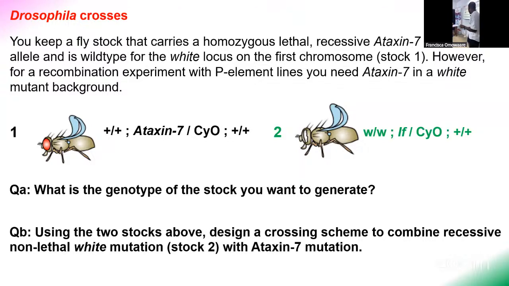Because at the end of the day, you're trying to generate a stock. And a stock is what you're going to keep in your lab for a while. You need to maintain them. Then you can use them for experiments over time. So you can't keep a stock over this. Now, how are we going to get from here to here? So can someone tell me what would be the first cross that we need to do?